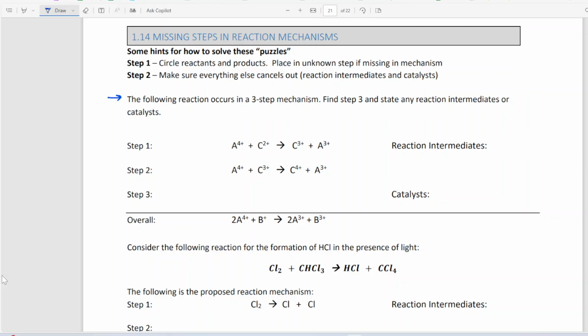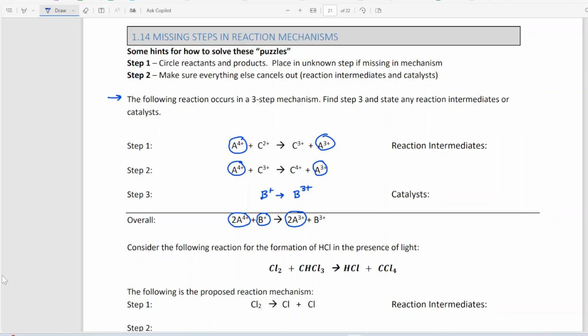So this is my overall reaction. In my overall reaction, I need 2 A4+. There's 1, there's 2. I'm good. I also need a B+ as a reactant. This is missing a B+, so I'm going to add it into my missing step. Then I move on to my products. I need 2 A3+. There's 1, there's 2, and then I need a B3+, which is missing in my product side, so I'm going to put it into my missing step.